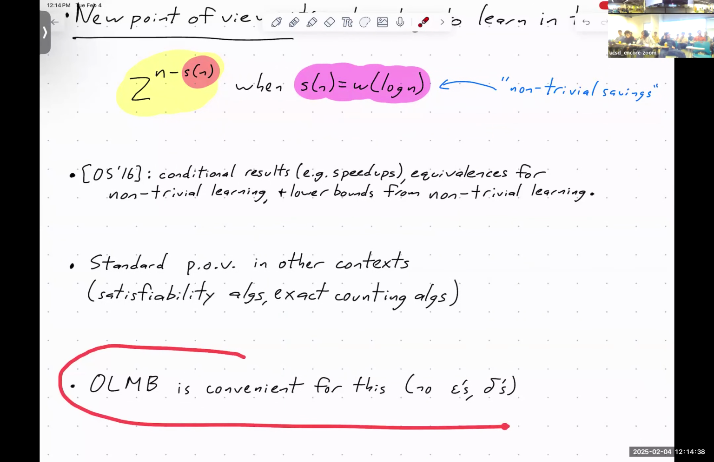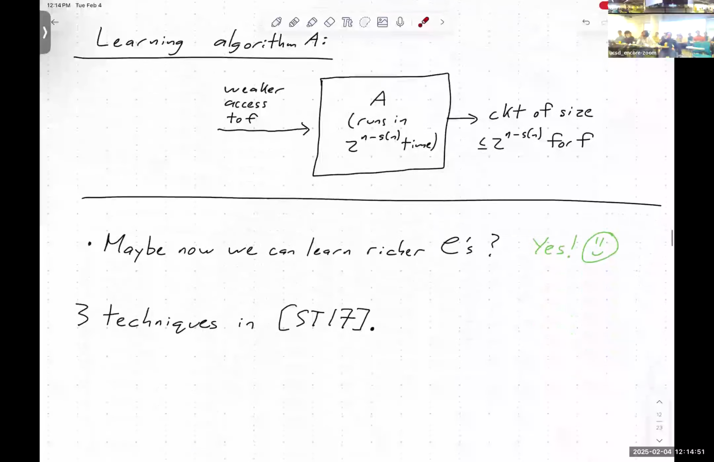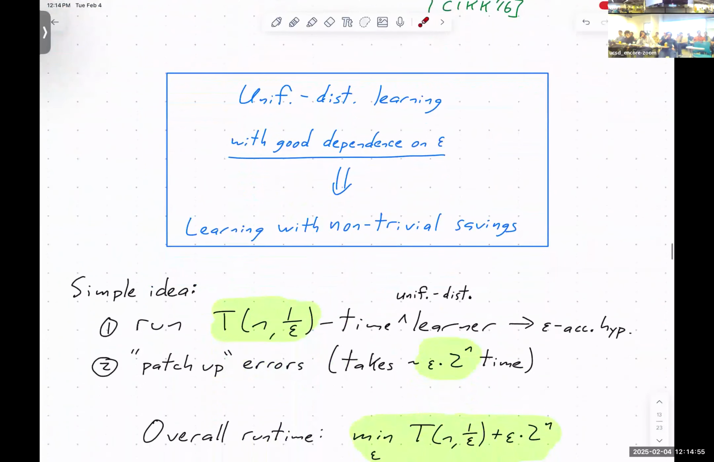OLMB, yeah, we're trying to achieve exact learning, so perfect accuracy. Some of our algorithms will require membership queries as well. For this technique, if you do uniform distribution learning and then patch it up, I think you need membership queries because I need to be able to get uniform random examples. And if I just have the counterexample oracle, they may not give me uniform random examples.